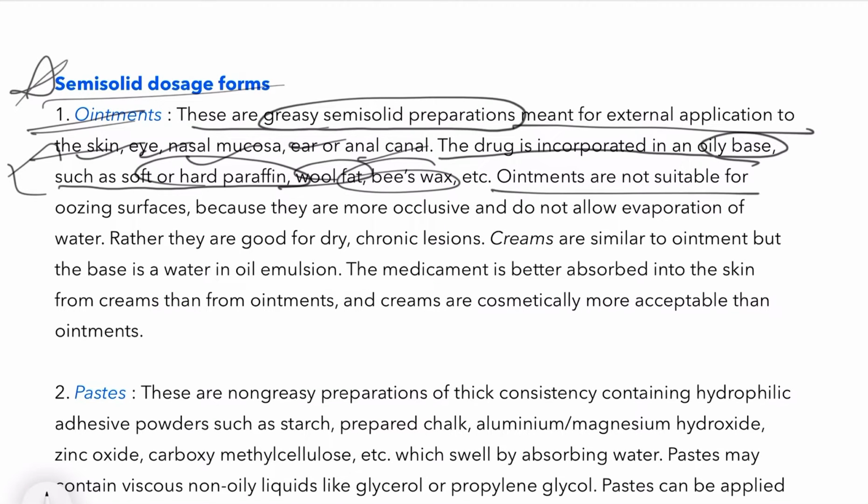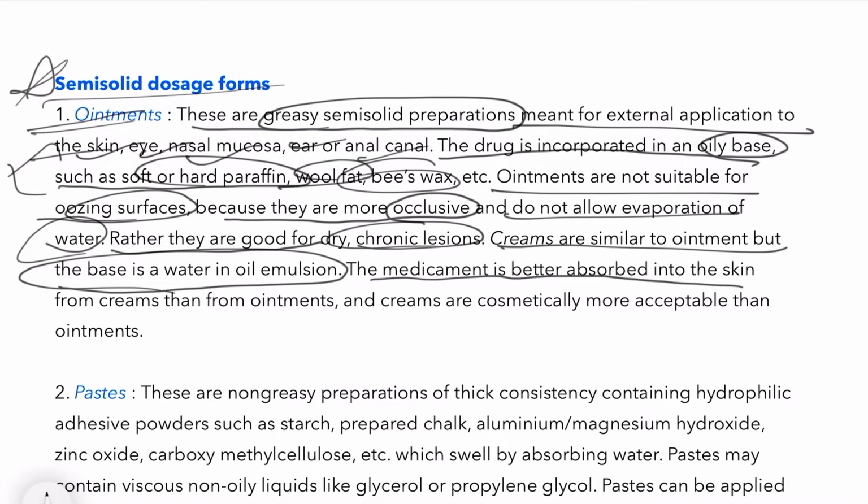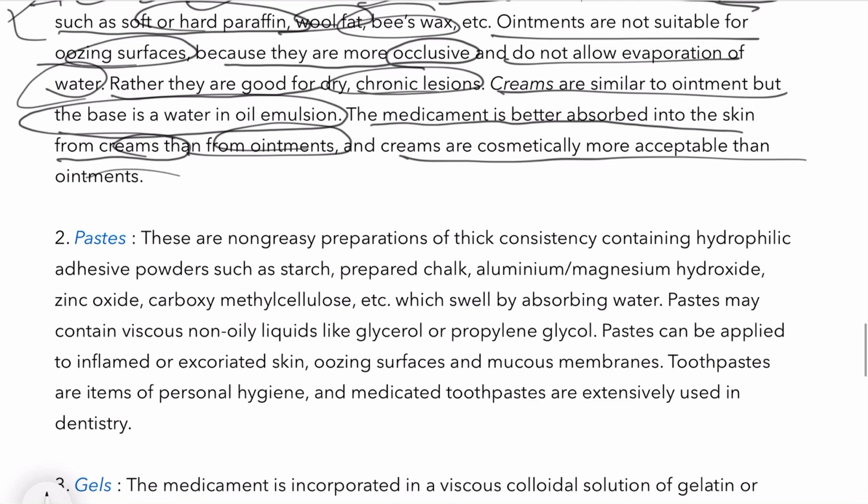And ointments are not suitable for oozing surfaces because they are more occlusive and do not allow evaporation of water, rather they are good for dry, chronic lesions. Creams are similar to ointments, but the base is a water in oil emulsion. The medicament is better absorbed in the skin from creams than from ointments, and creams are cosmetically more acceptable than ointments. Now paste.